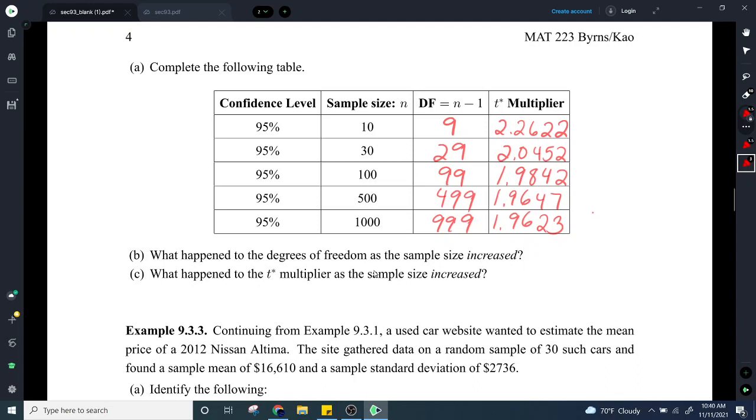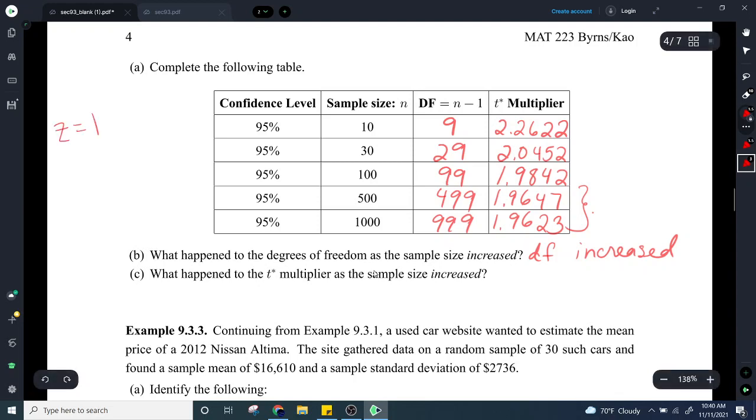So what happened to the degrees of freedom as the sample size increased? Of course, it did the same thing, right? As the sample size got larger, the degrees of freedom got larger as well. What happened to the t-star multiplier as the sample size increased? What I'm hoping you notice here with these numbers is the t-star multiplier is getting closer and closer, especially down here, to a number that we used earlier in the course that looked like this. Remember this number, 1.96, which we had said was close to 2 when we used the empirical rule. That's what I want you to notice here.